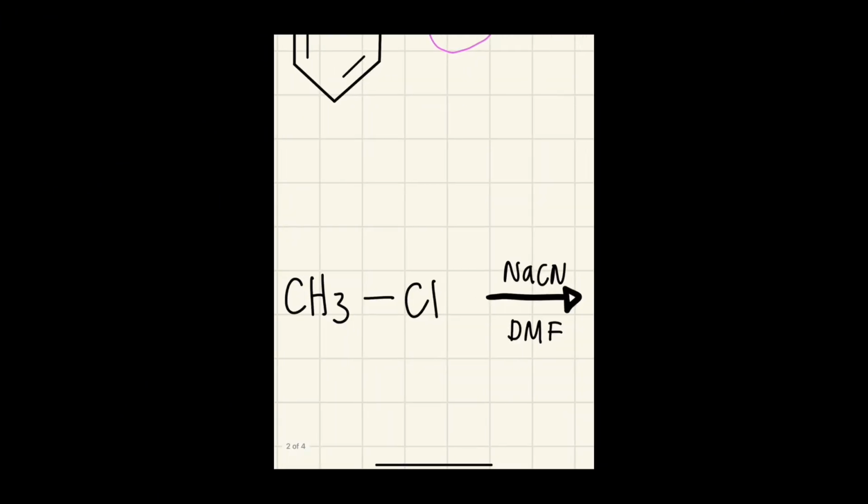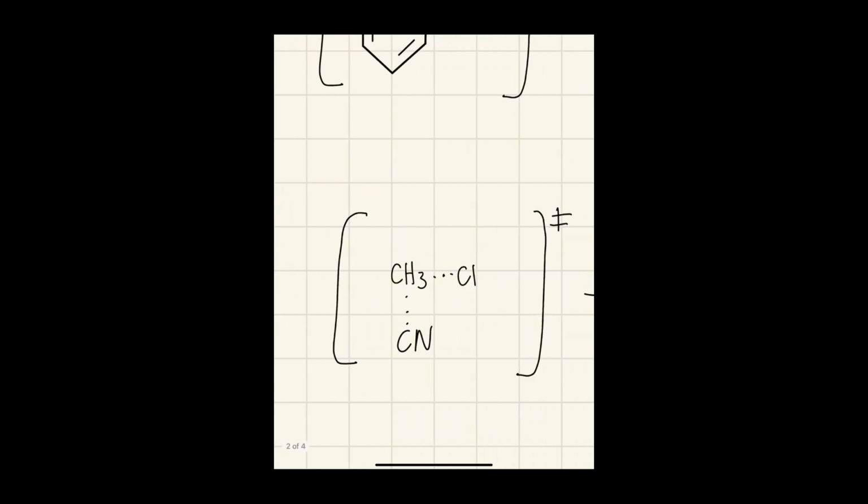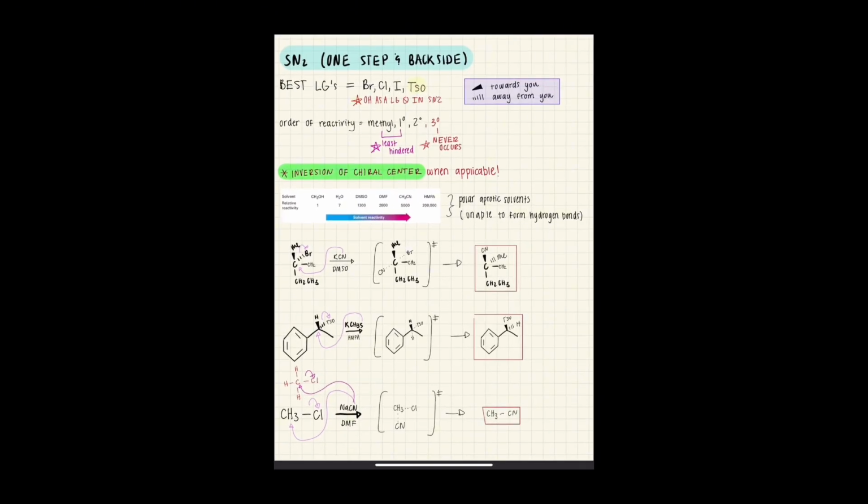Moving on to the last problem, same steps. Actually, I should have drawn this molecule like this to show exactly what's happening. Please draw it like this on the exam. Don't be lazy like me. But essentially, this is what's happening. Then our transition step looks like this, meaning that the final product is this. And inversion does not apply in this case because that was not a chiral carbon.